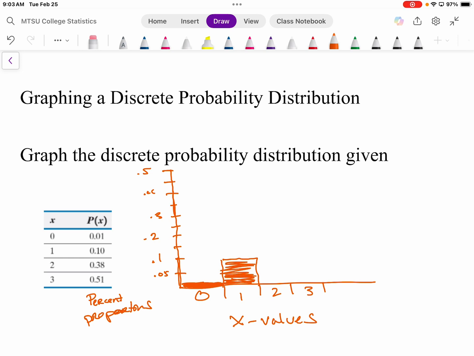And then for 2, we had 38%. So that puts us somewhere up about here. And again, typically when we're doing these models, you're going to be using a histogram for the majority of the part. The only time I would use a dot plot would be if they give me frequency counts. And then I would do a dot plot for that if I wanted to. And then the last one, 51%, which gets me way up high here. Okay.